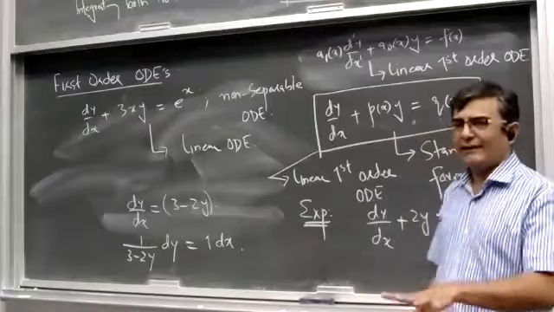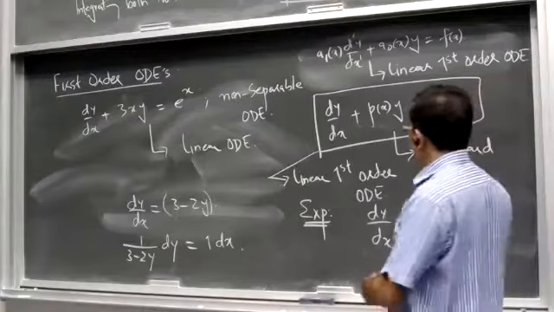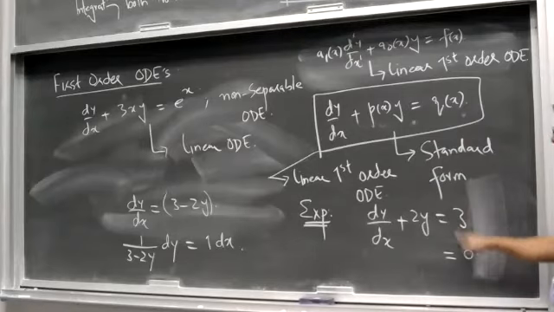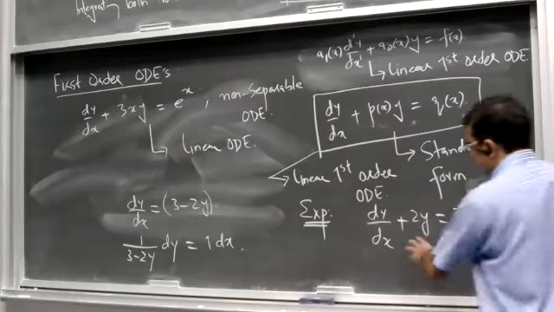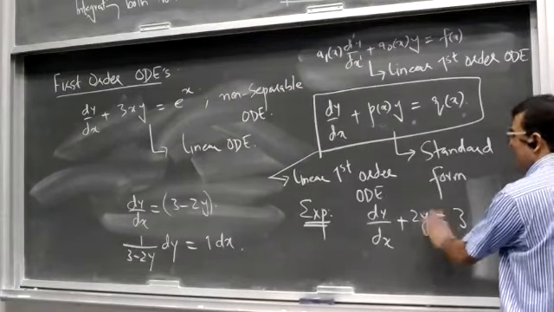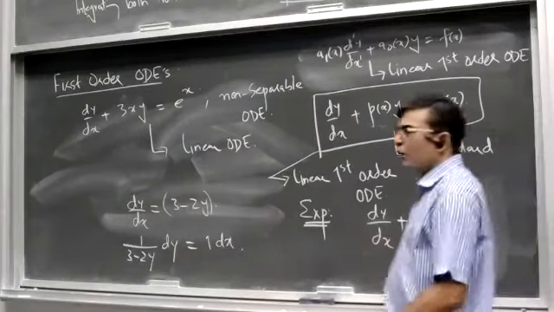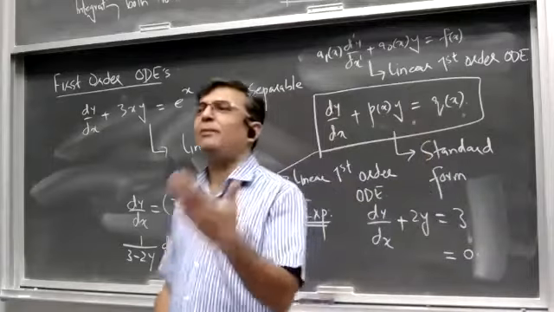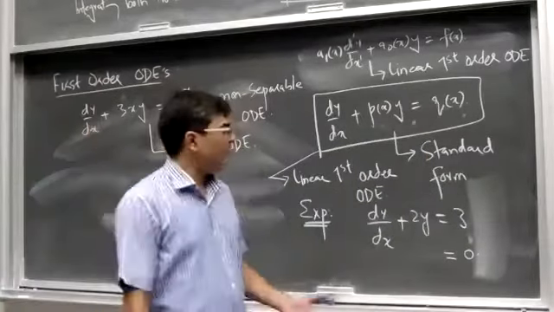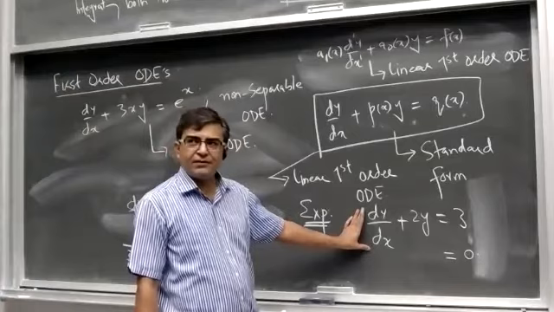Then we call it linear. If it is separable, in case we have a constant on the right hand side, or we have a zero on the right hand side, then it is linear as well as separable. Okay, an equation can be both. It can be both separable as well as linear. So this equation is both separable as well as a linear first order differential equation.